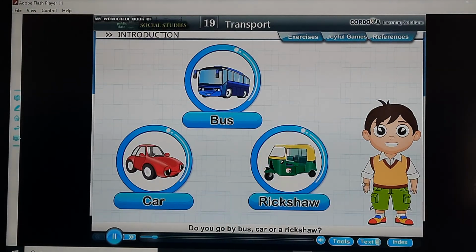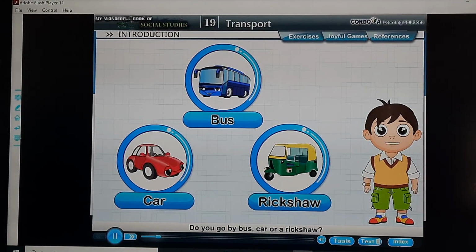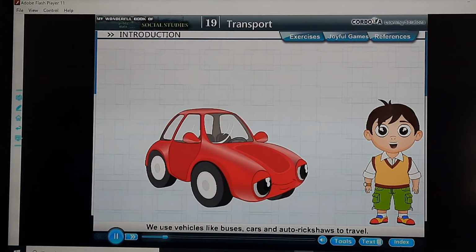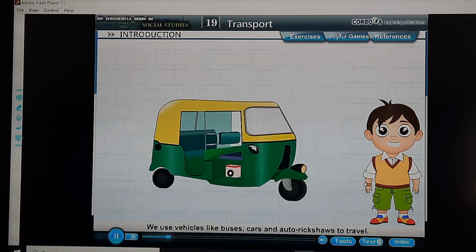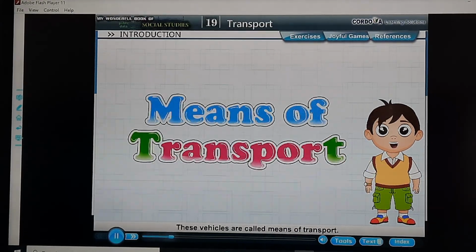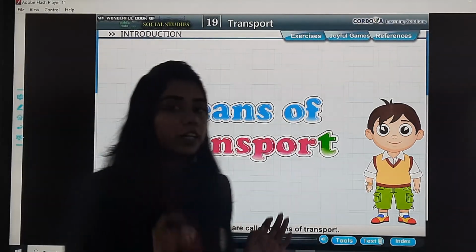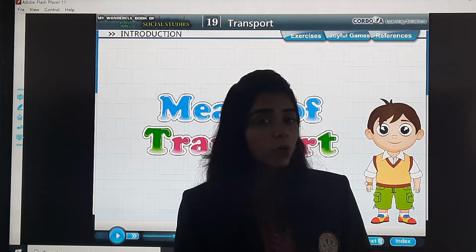How do you go to school every day? Do you go by bus, car, or rickshaw? We use vehicles like buses, cars, and auto rickshaws to travel. These vehicles are called means of transport. Okay, so is it clear what are means of transport?